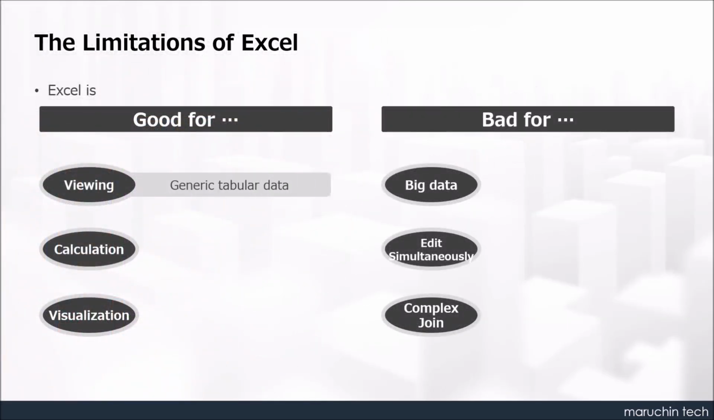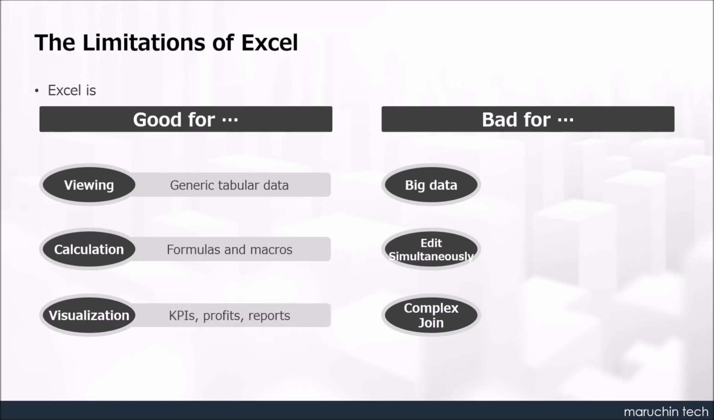Excel is excellent for viewing generic tabular data. For example, it's perfect for displaying sales figures and data in a 2-dimensional grid or viewing simple data formats like CSV files. Excel also includes calculation features like formulas and macros. By leveraging macros, it is technically possible to perform complex processing. Additionally, Excel has rich built-in visualization tools. For business users, it offers sufficient functionality to calculate corporate KPIs, profits, and create reports.